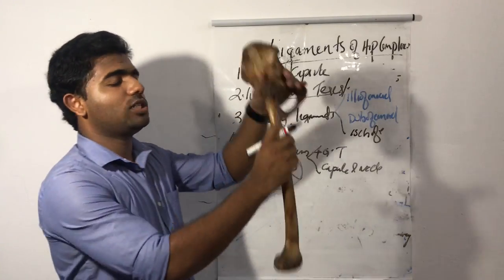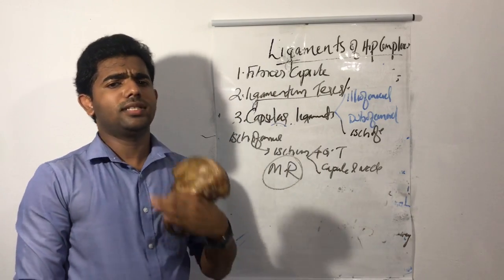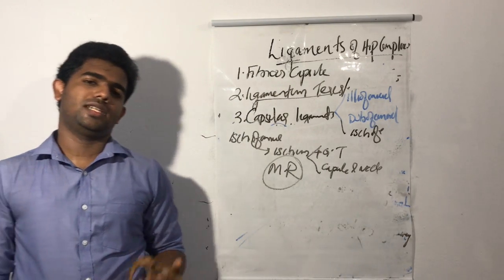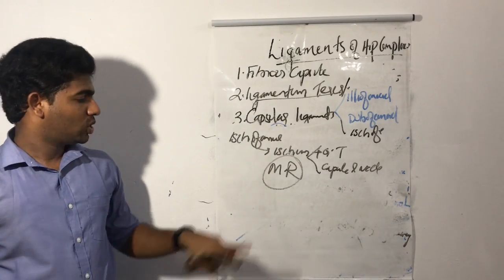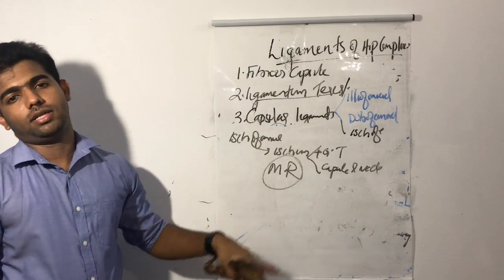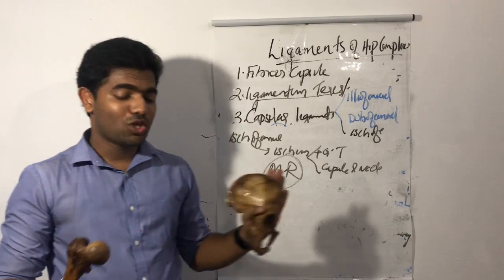Since we have only one posterior ligament, whether the medial rotation is in hip flexion, extension or neutral position, this is the ligament that comes into action. So it is always a restraint for medial rotation. That is all about the ischiofemoral ligament.